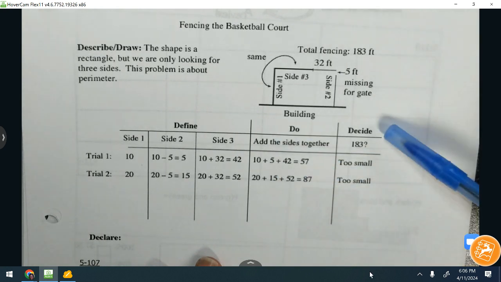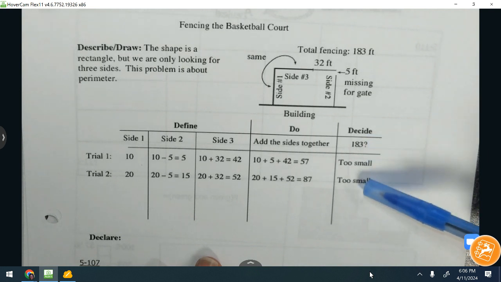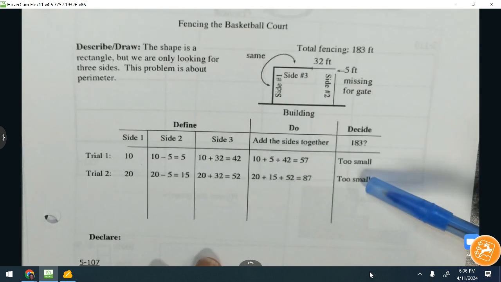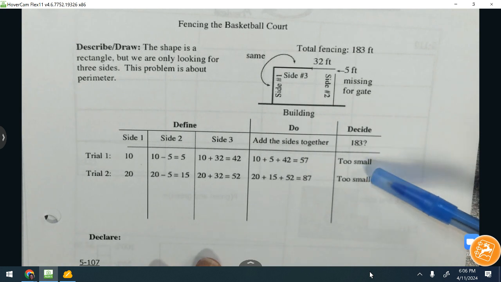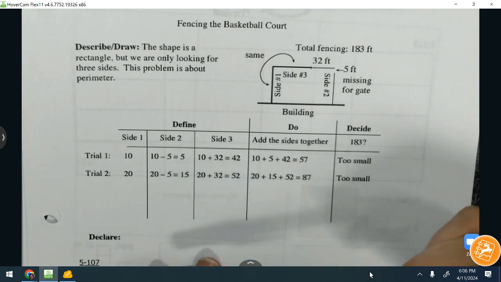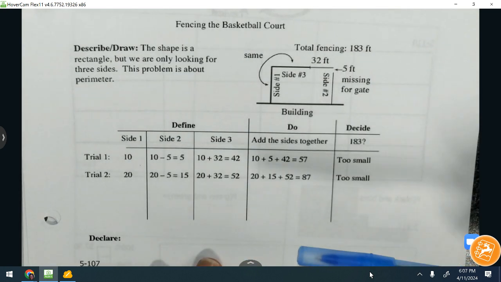The last part is decide. If I'm going to decide, is this 183? And if it's not 183, what does that tell me? And how can I use that information to help me with my next trial? That's important because I don't want to spend a whole page going 10, 20, 30, 40, 50, 60, 70, 80, trying to find the right answer. That's a lot of work and a lot of wasted time.